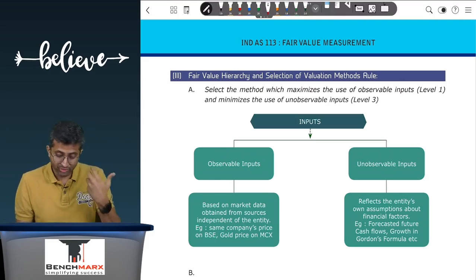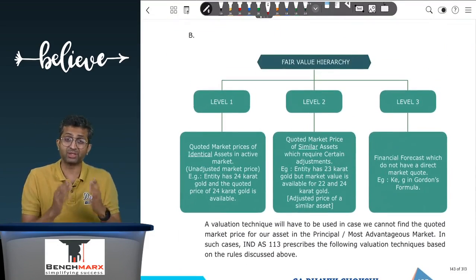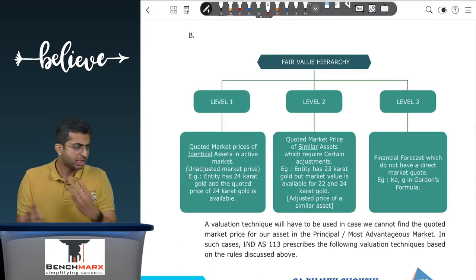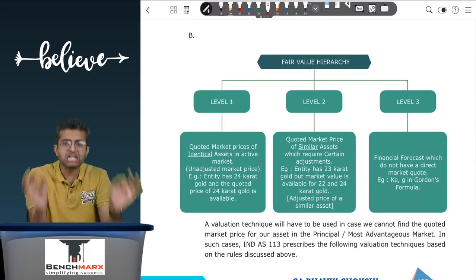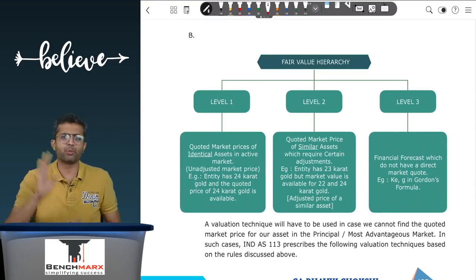And for doing so, they have also given you what is called a fair value hierarchy, where they have segregated the inputs into three broad categories: level 1, level 2 and level 3. Level 1 category inputs are prices of exactly identical assets from an active market.